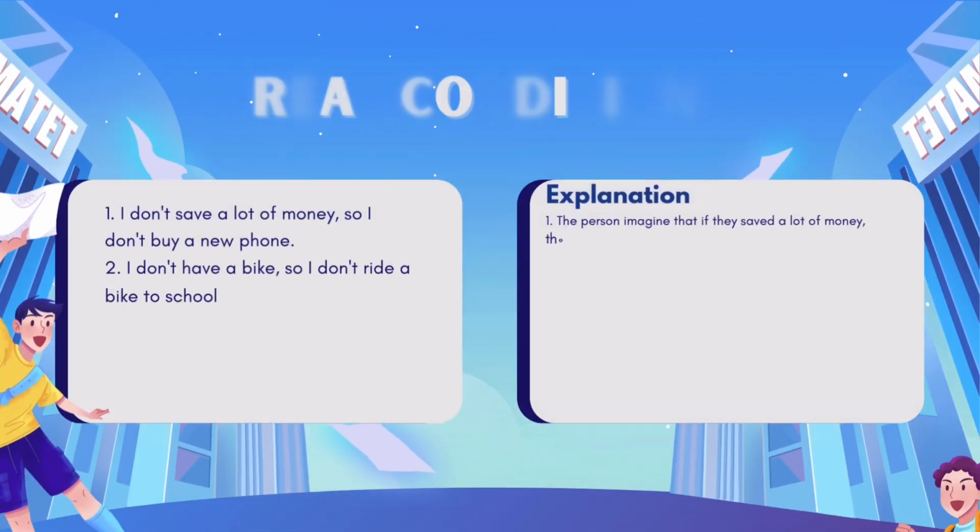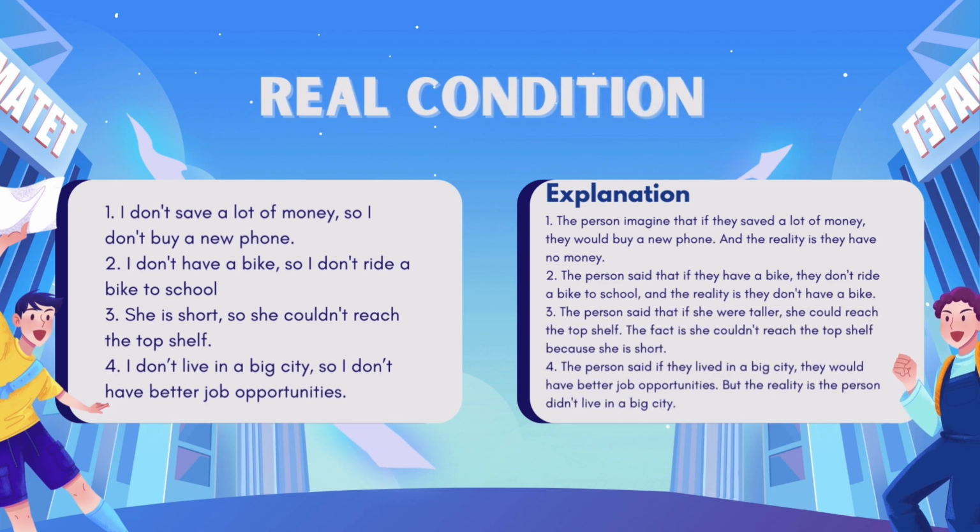The last one is the real condition. Number 1. I don't save a lot of money, so I don't buy a new phone. So, the explanation is, the person imagines that if they saved a lot of money, they would buy a new phone, and the reality is they have no money.